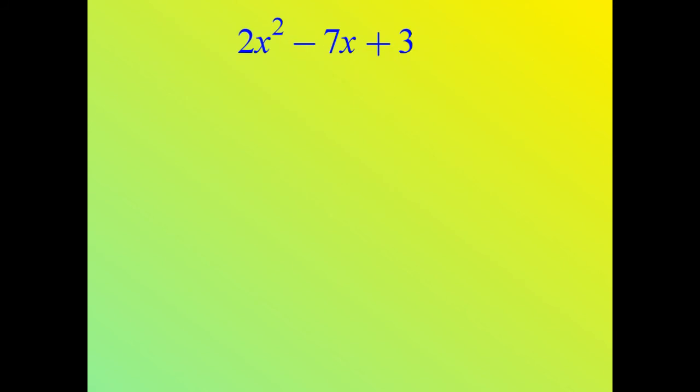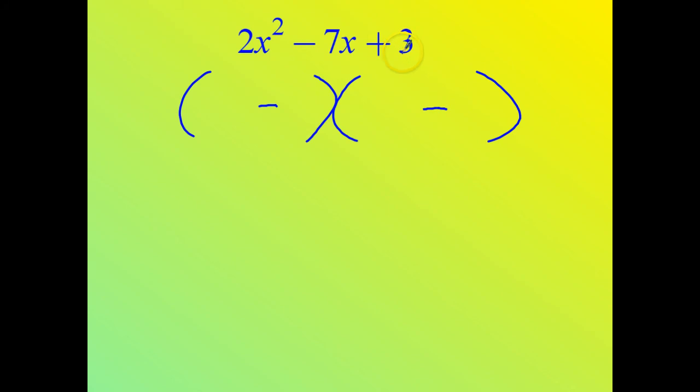All right, well, let's play around with this. Now I've got 2x squared minus 7x plus 3, and I want to factor this one. If I think about this, the last term is positive, so I know that between my two binomials, I'm going to have negative and negative.